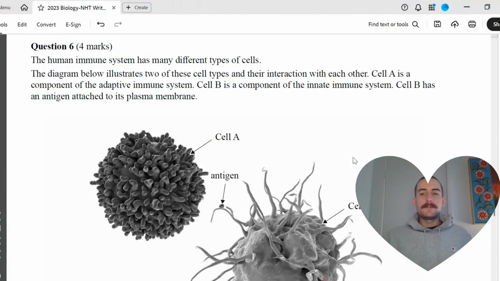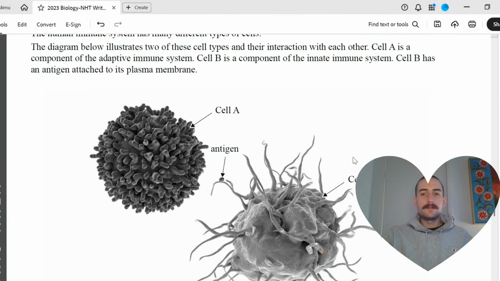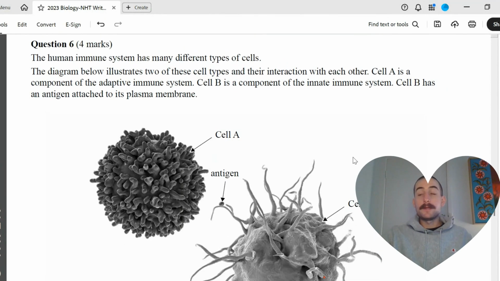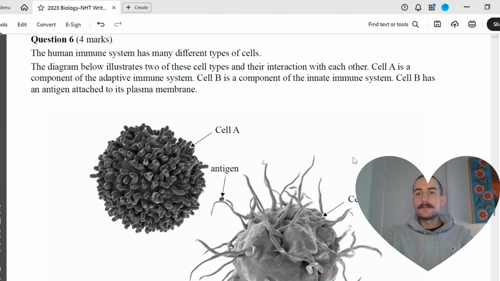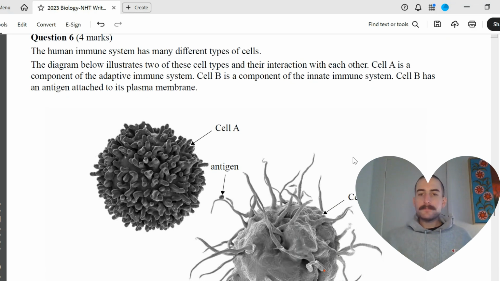This is question 6 from the 2023 NHT biology exam. And it's a standalone question here, so it's just this one 4-mark question. You can see there's a big diagram here for us to have a look at. It's probably actually a microscope image. So the human immune system has many different types of cells. As we're probably well aware, we need to know all of these cells and be able to make comparisons between them. The diagram below illustrates 2 of these cell types and their interaction with each other.